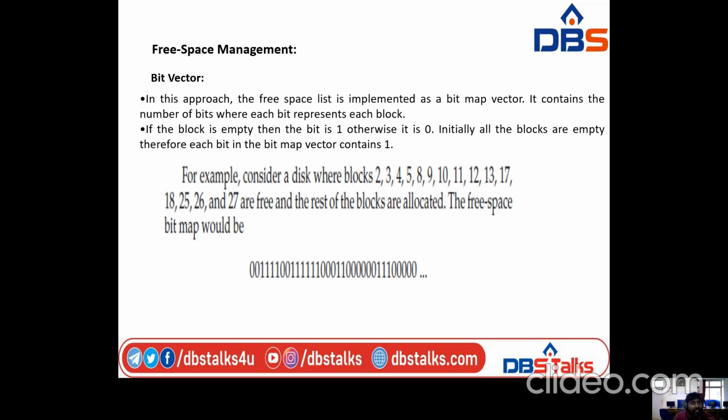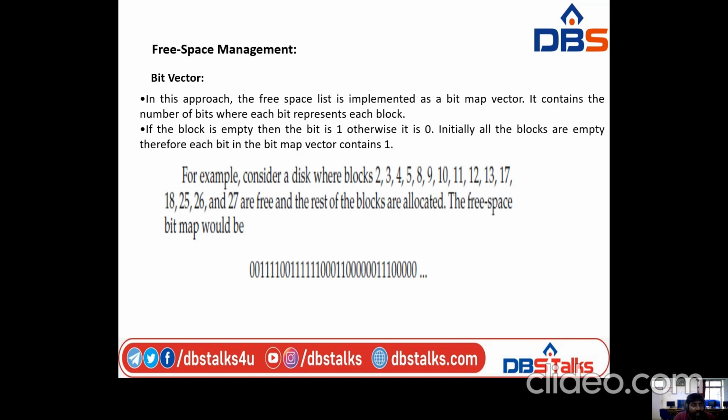So in order to represent the data, we are going to use the bit 0. Here, two zeros are there. Why? Because blocks 0 and 1 are represented by these two zeros. These two have data. Again, here 2, 3, 4, 5 continuous.